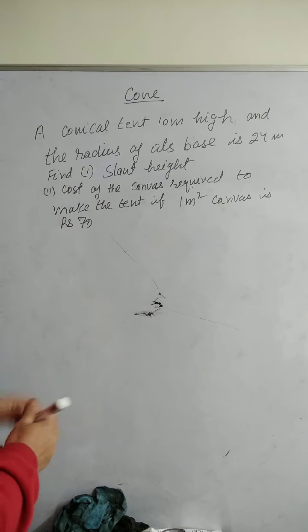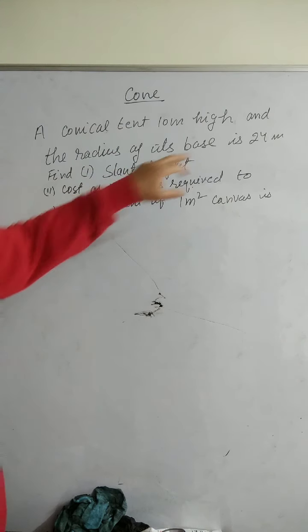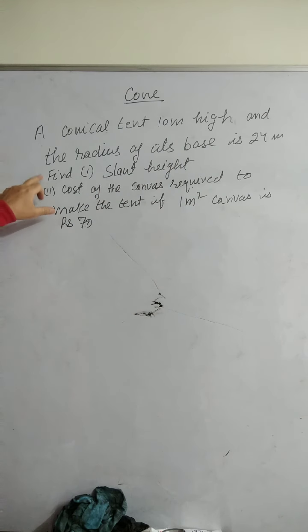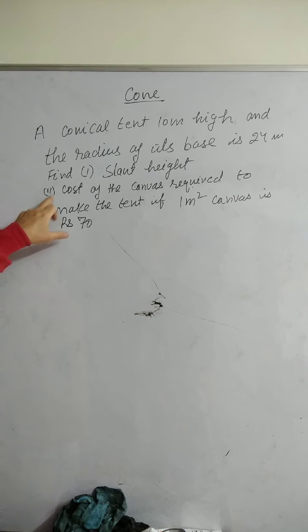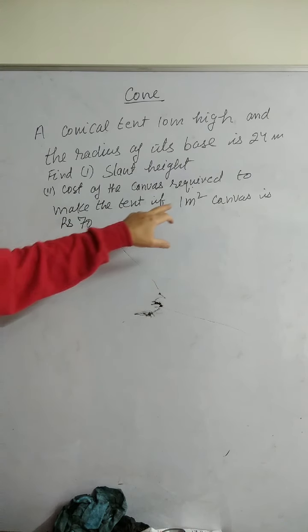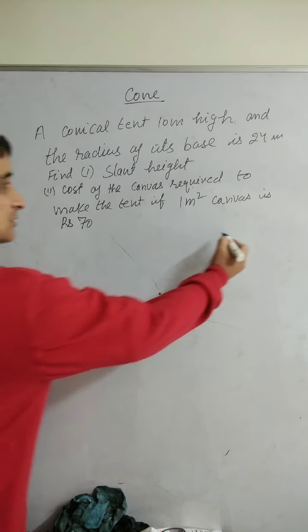Now let's take one more question. A conical tent 10 meter high and the radius of its base is 24 meter. Find first the slant height. The second part of it is cost of the canvas required to make the tent if 1 meter square canvas is rupees 70. So it's simple.